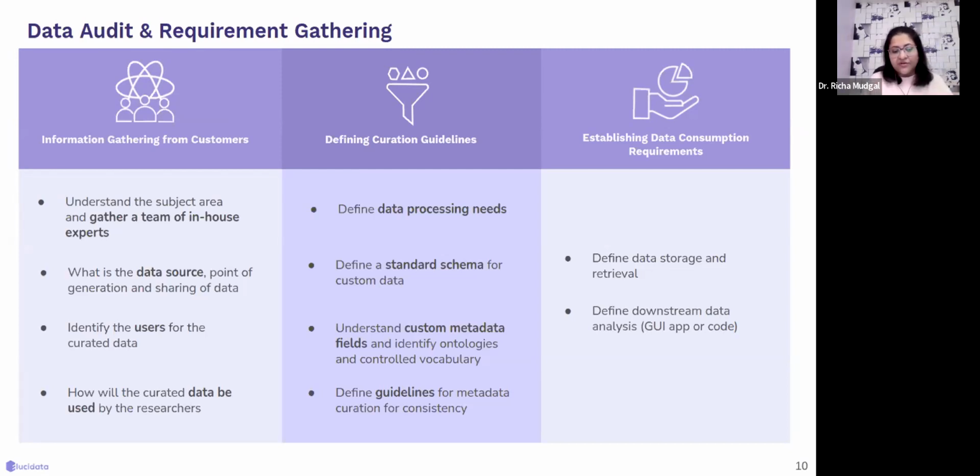And finally, we derive from them what the requirements of the data storage are and how they would want to finally consume the data. Would they be more comfortable with a code-based search, or would they also like to use some GUI-based search and so on.